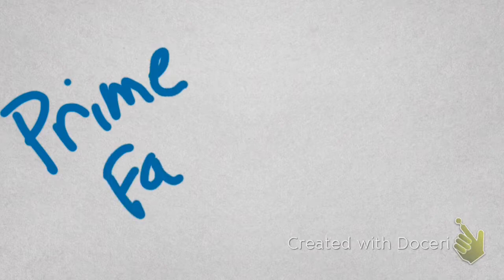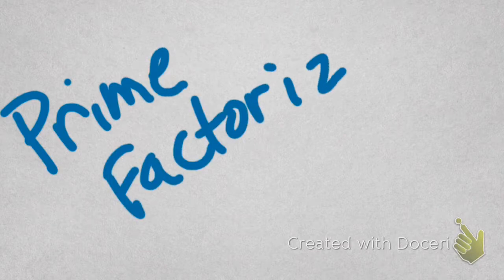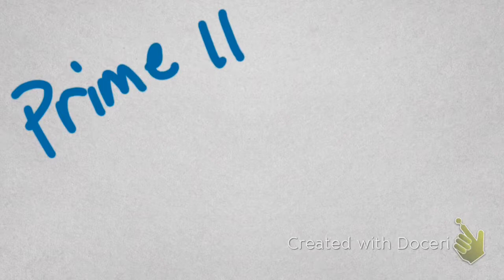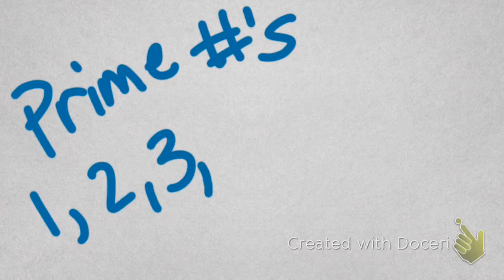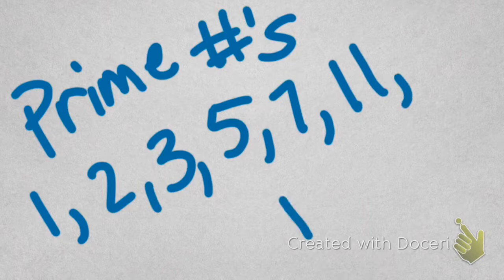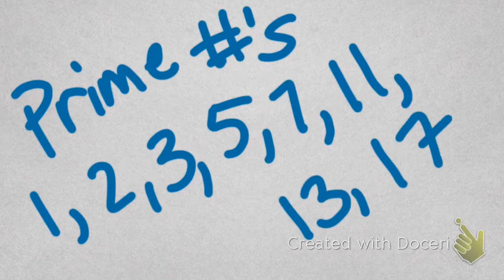So our lesson today is going to be on what's called prime factorization. And how prime factorization works is that you have to first of all remember your prime numbers. Now, hopefully everybody remembers their prime numbers: 1, 2, 3, 5, 7, not 9, 11, 13, and 17, on and on and on. Remember, a prime number is a number that's only divisible by itself and the number 1.